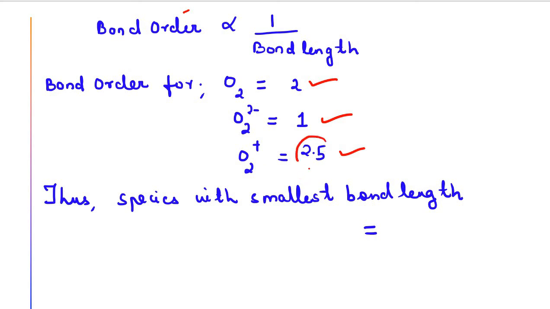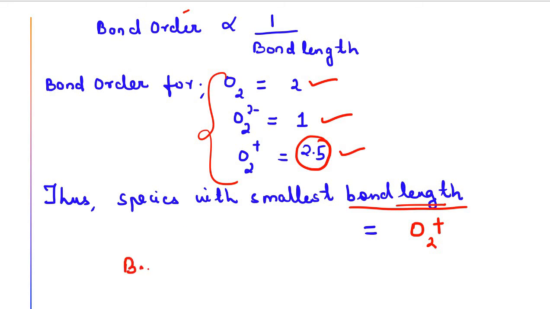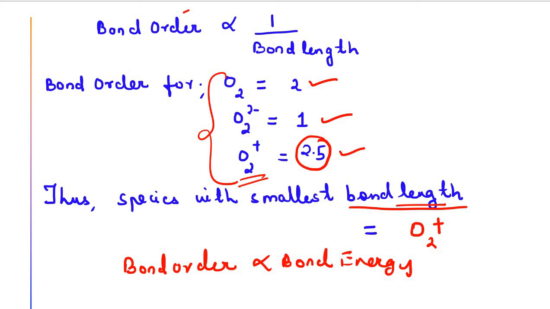So out of these three, the bond order is greater for O2 plus. Since the bond order is inversely proportional to bond length, the species out of these three with the smallest bond length will be O2 plus. Similarly, bond order is directly proportional to bond dissociation energy. So out of these, which one will have greater energy? Again, since O2 plus has the highest bond order, the energy will also be greater in the case of O2 plus.